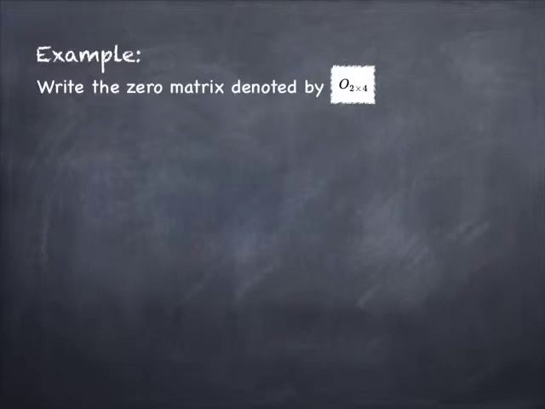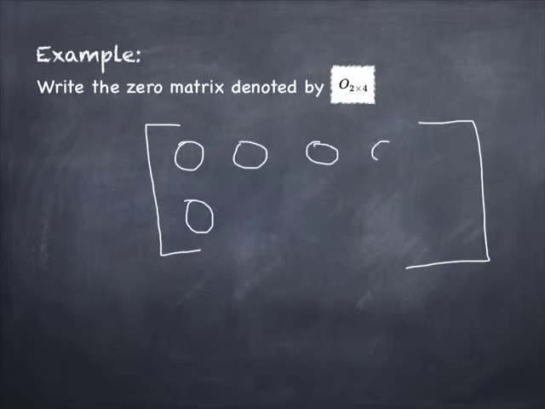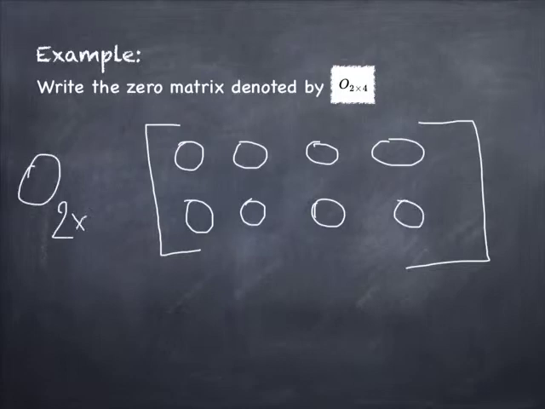Now let's write a zero matrix. It's denoted by this here. So we look at the dimensions. The dimensions state 2 by 4. So if we remember correctly, that's 2 rows and 4 columns. 2 by 4, fill in the gaps. There's your zero matrix, 2 by 4.